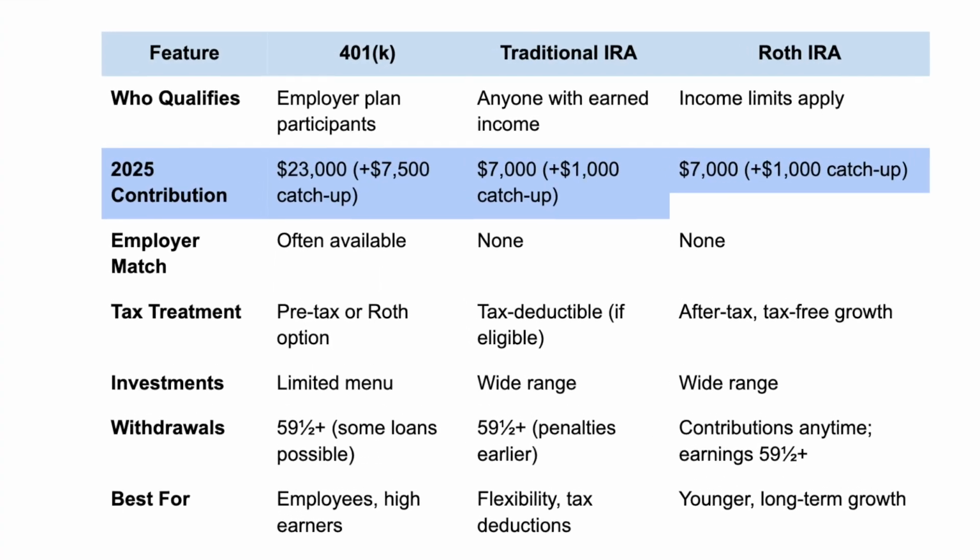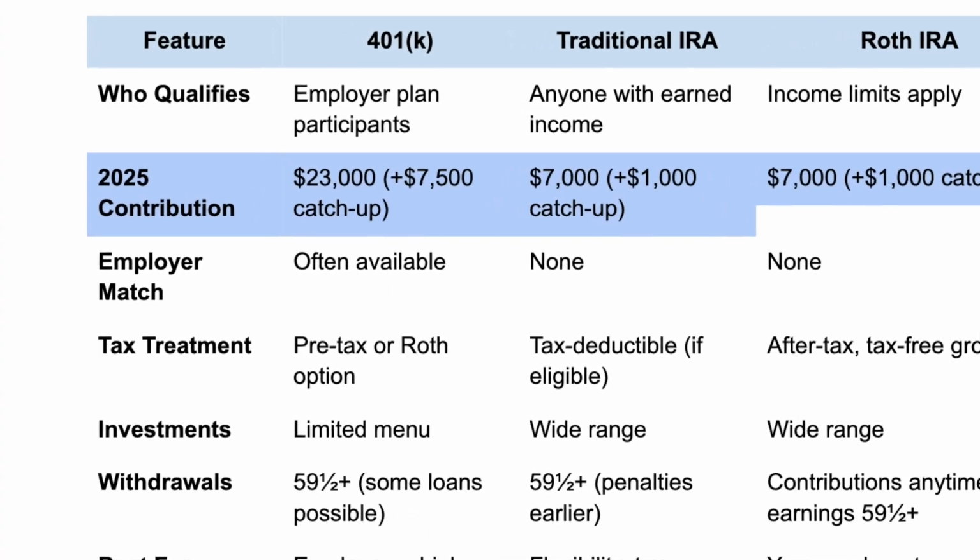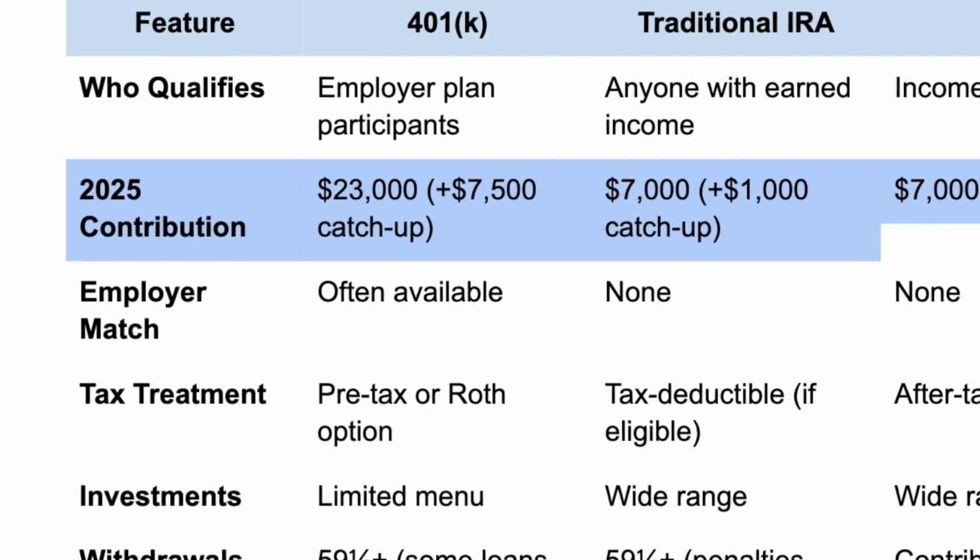So first off, I want to talk about the contribution limits. So in 2025, if you are under 50, you can contribute up to $23,000 to your 401k plan. If you are 50 or older, you can contribute up to $30,500 a year. Now, the IRS reviews and can increase these contribution limits each year based on inflation. If they do, they will typically increase these amounts by around $500 increments.